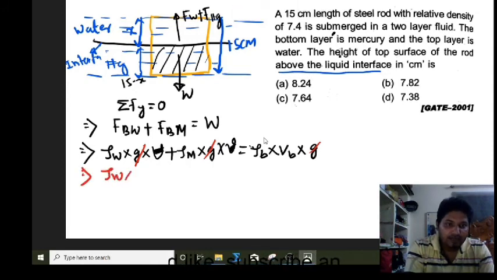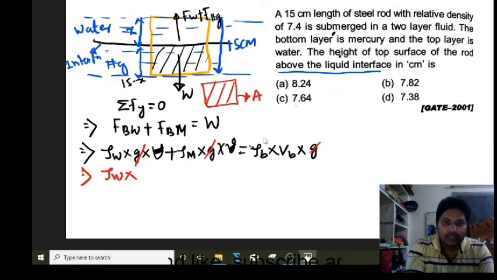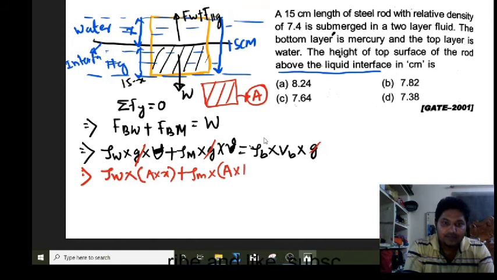Suppose you see the top view, the cross section area will look like this. Suppose the cross section area is A. So I can write the volume submerged in the water as A into x, plus the density of mercury into the volume submerged inside the mercury, which is area into 15 minus x, will be equal to the density of the body into area into 15. This is 15 centimeter.